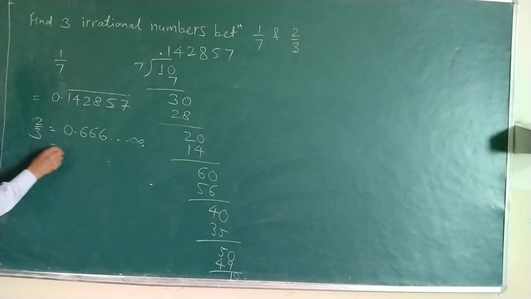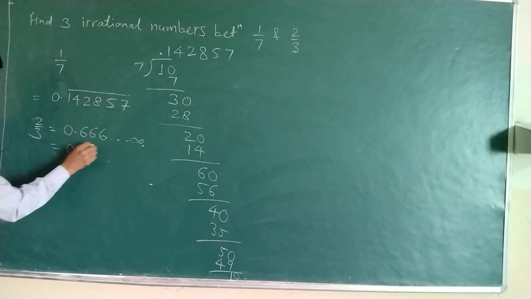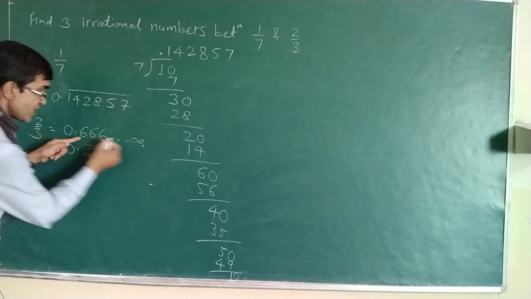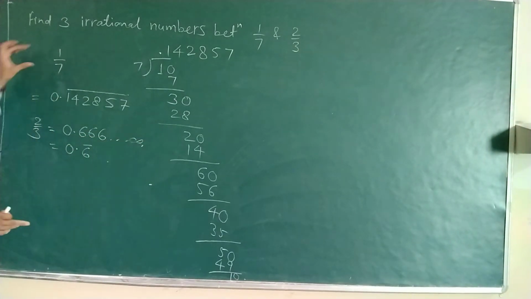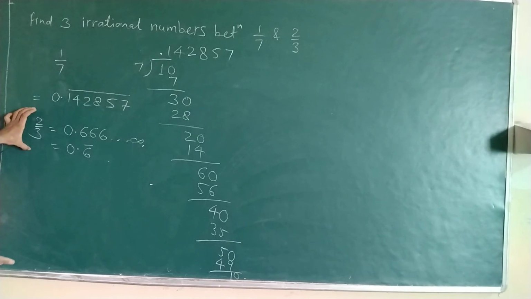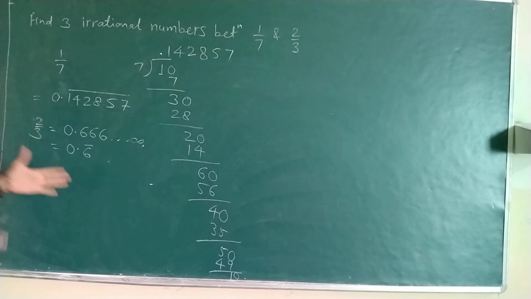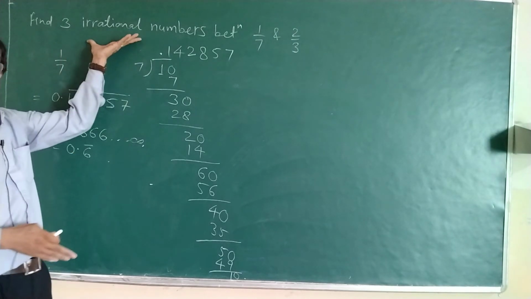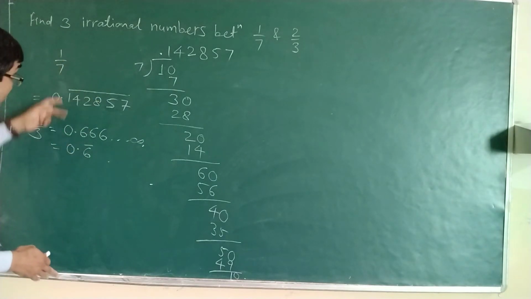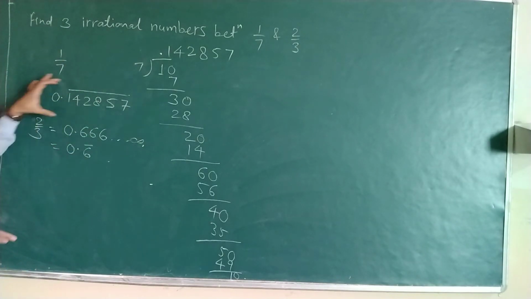So what can we write? 0.6 bar, because only this digit 6 is recurring up to infinite. So that way we have converted 1 by 7 and 2 by 3 into their decimal expansions. And now we have to find irrational numbers between these two numbers.